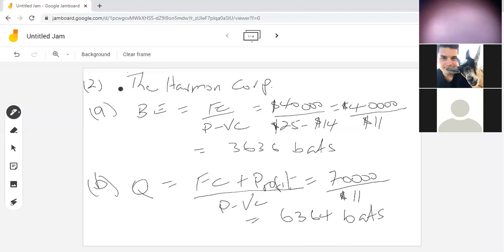So remember, we can't produce half a unit, right? If you have anything more than a fraction, you have to round it up, because if you produce less, you won't make it. Okay, any question with regards to that? Nope.